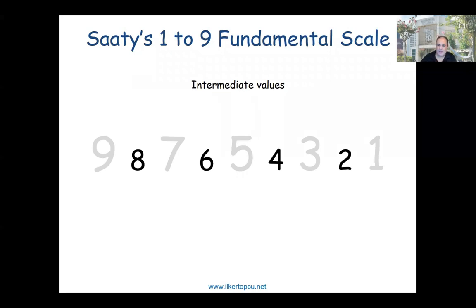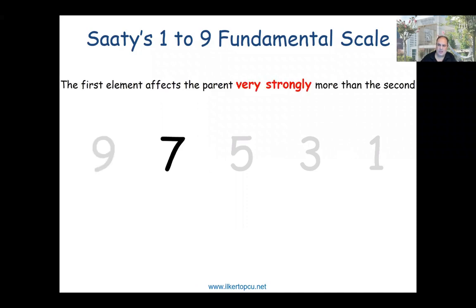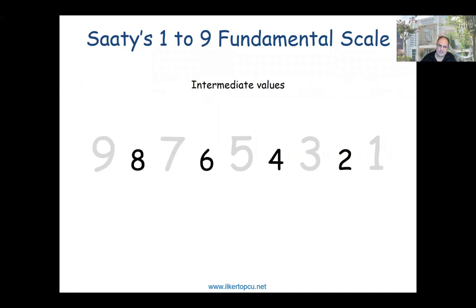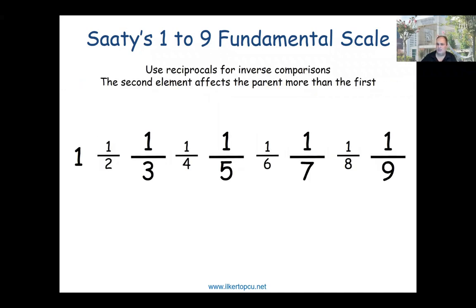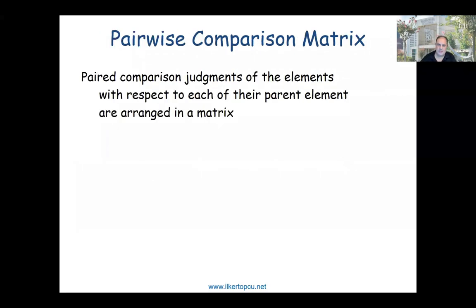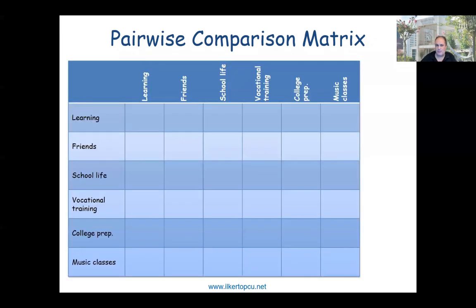Okay. And maybe you noticed, I always said the first element is affecting the parent element more than the second one. Sometimes the second element can be more effective on the parent element than the first one. In this case, we use reciprocal values, 1 over 2, 1 over 3, ... 1 over 9. So after getting all these answers, these paired comparison judgments of the elements with respect to the parent element are arranged in a matrix which is called the pairwise comparison matrix. Here you see a 6 times 6 matrix, again an example from Tom Saaty's book.